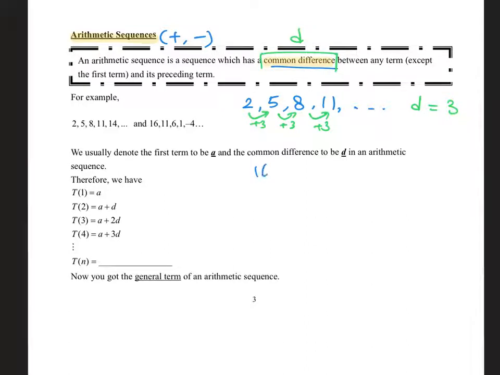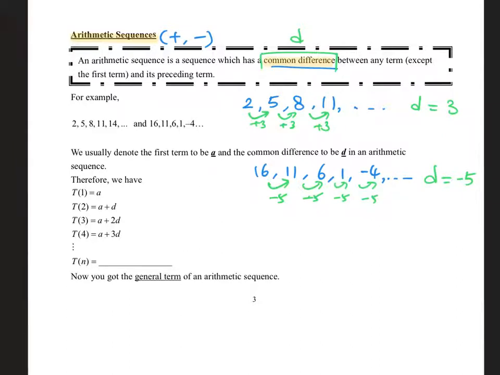Similarly, you have the next example, 16, 11, 6, 1, -4, etc. In order to get the next number, you are going to -5, -5, -5, and so on. So that's why this is also an example of arithmetic sequence. You are subtracting a certain number continuously. And in this case, d itself would be -5. This is called the common difference.